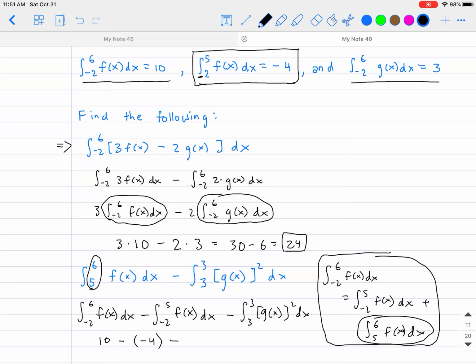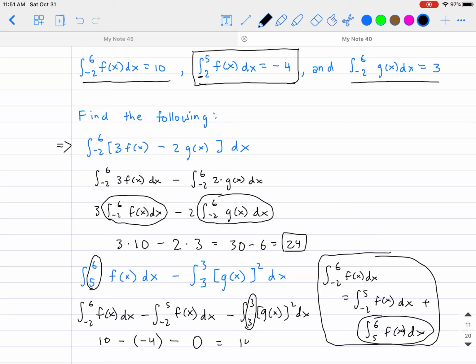So we'll go ahead and do that now. The first part is supposed to be equal to 10 because of the first piece. Then the second part is supposed to be equal to -4, so 10 minus -4. And then minus, now for the last part, be very careful. The answer is not equal to 9, because you see g squared and the first thing that comes to mind is, oh, g is equal to 3, so the whole thing is going to be equal to 9. That's not how it works, unfortunately.